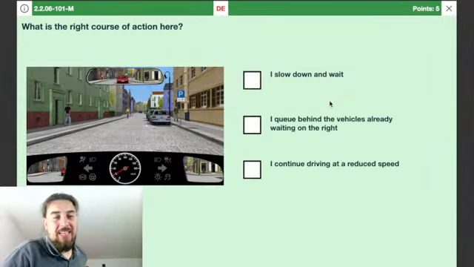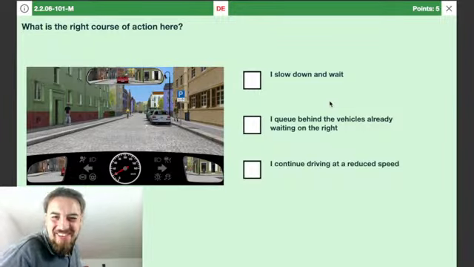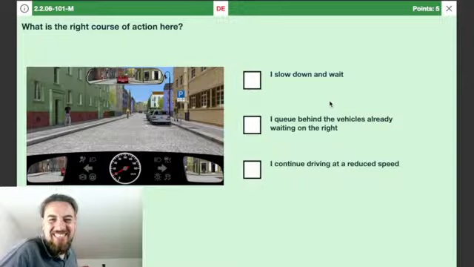What is the right course of action here? I slow down and wait. I stop behind the vehicles already waiting on the right. So it probably means I stop. Okay. I continue driving at a reduced speed.